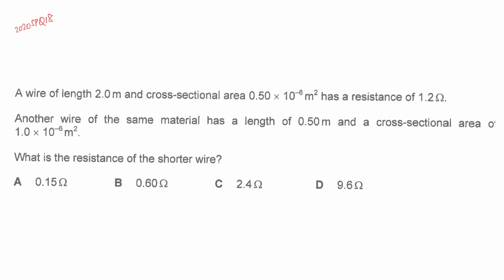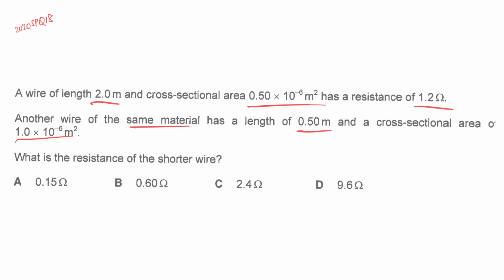Next question, a bit similar, but the only difference is they give you the values instead of telling you how much the cross-sectional area increases. Let's take a look at the first one. It's 2 meters long, and the cross-sectional area is as such, and the original resistance is 1.2 ohms. Then you have another wire of the same material, same resistivity, but the length is now 0.5 meter, and the cross-sectional area is 1 times 10 to the power minus 6.